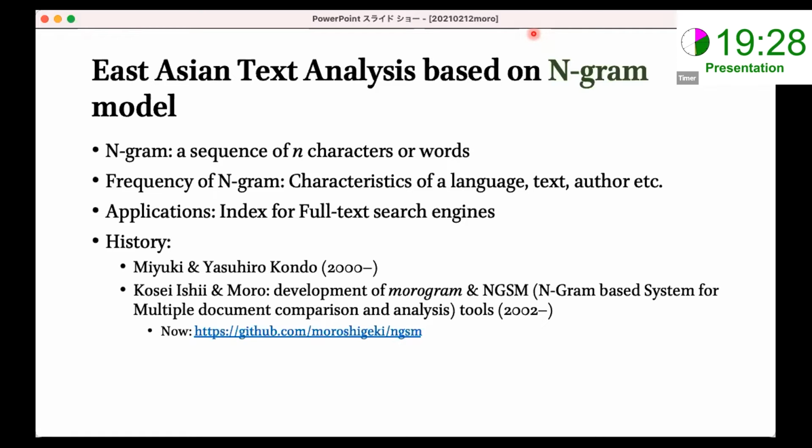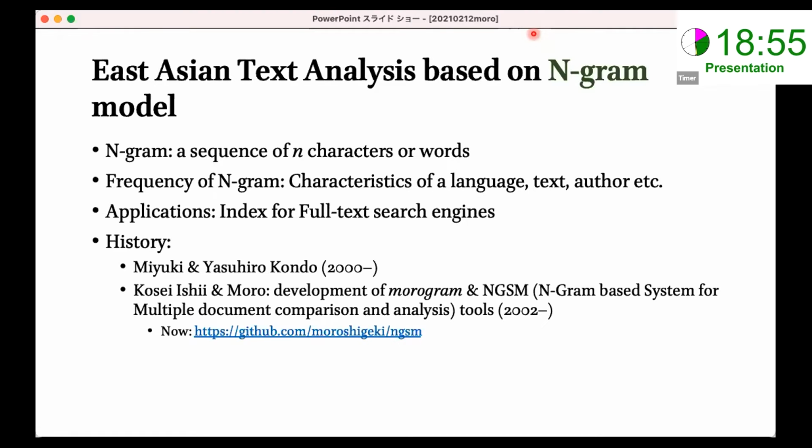In our analysis of East Asian text, we use n-grams of characters because a single Chinese character has the same function as a word. The frequency of n-grams is said to represent the characteristics of a language or text. N-grams have been applied in various fields, including full text search engines.